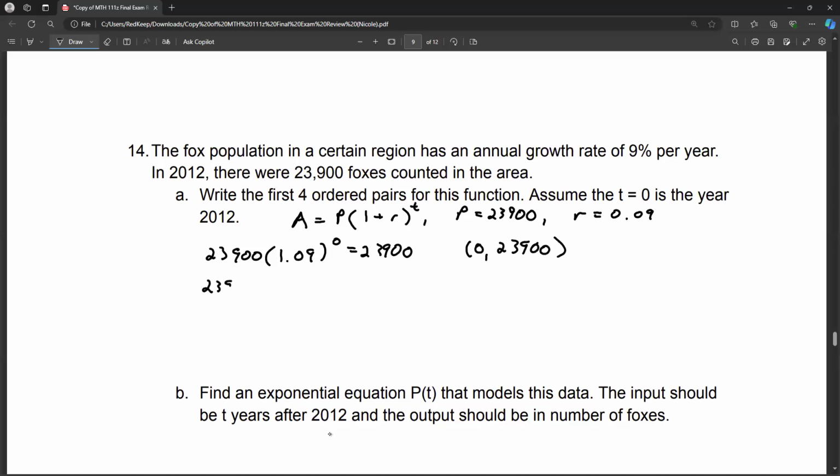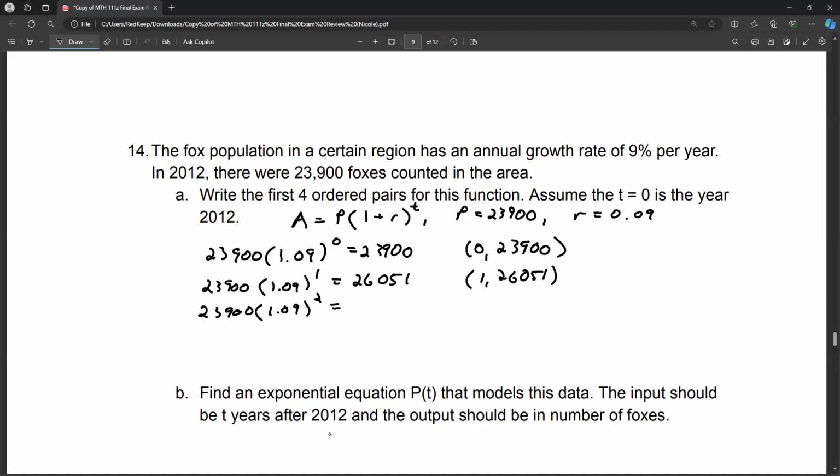Okay, moving on. We'll do the same method, but we're going to plug in 1. If I use my calculator, I believe it comes out to a nice even integer, 26,051. So again, that ordered pair is 1, comma, 26,051. Moving on to year 2, we'll plug in a 2 for our exponent.